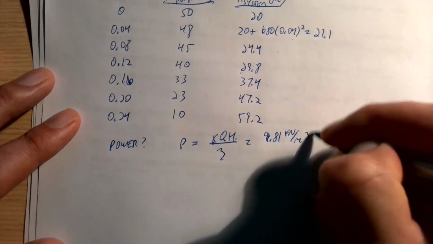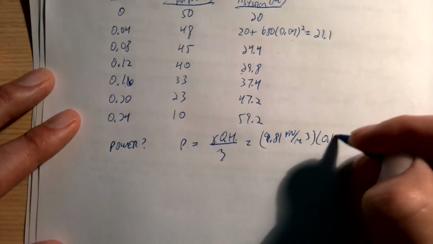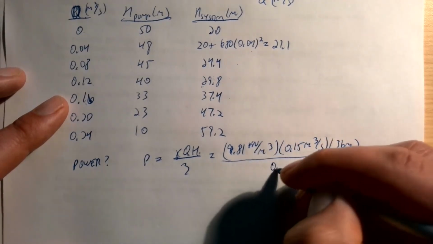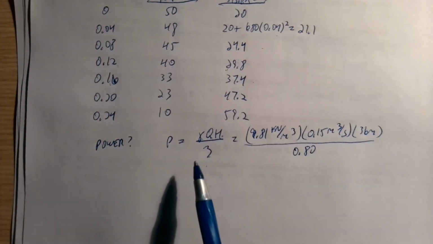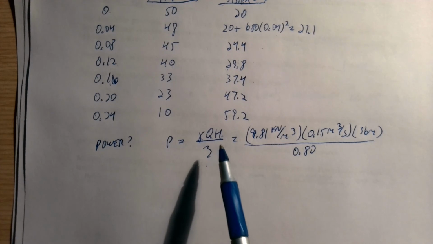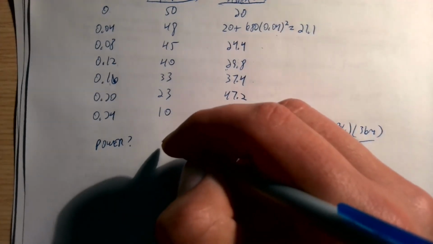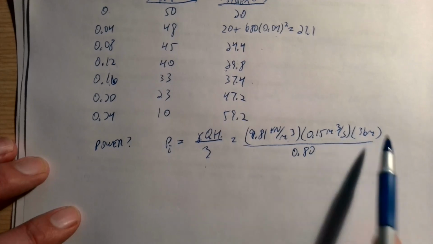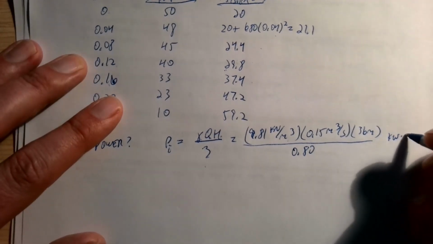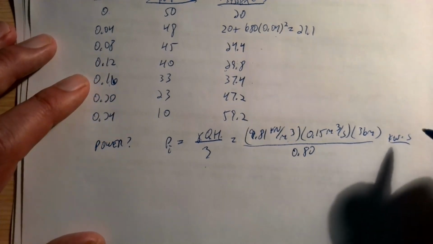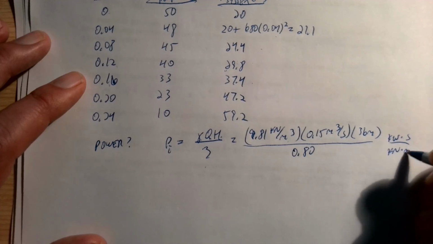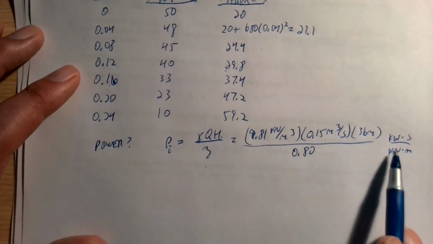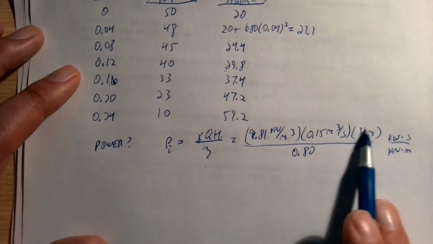So 9.81 kilonewtons per meter cubed times 0.15 meters cubed per second times 36 meters over 0.8. Remember, the eta has to be in the bottom here, because the less efficient it is, the more power we need. So this is the power input, brake horsepower. Units here, this is kilonewton meters per second, so that's a kilowatt. Kilonewtons and meters should all cancel out.